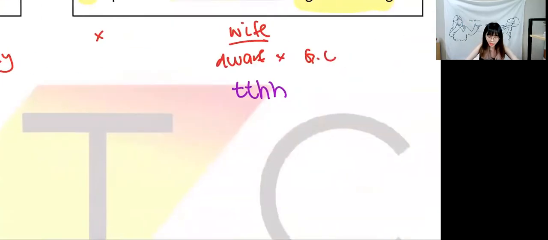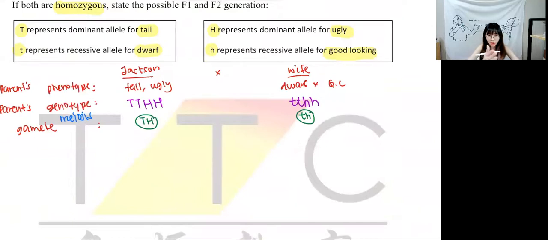Same goes to the wife. Okay, the wife, small t and small h, right? No matter how you combine, you get the same answer. What you get? One small t and one small h. This is the gamete from Jackson and the wife. Big T, big H from Jackson, small t, small h from the wife. After that, what we're gonna do? We're gonna carry out fertilization. We're gonna form our F1 generation. We have F1 generation, called F1 genotype.